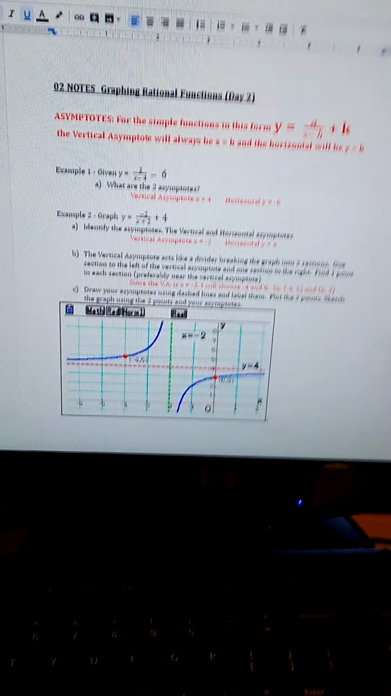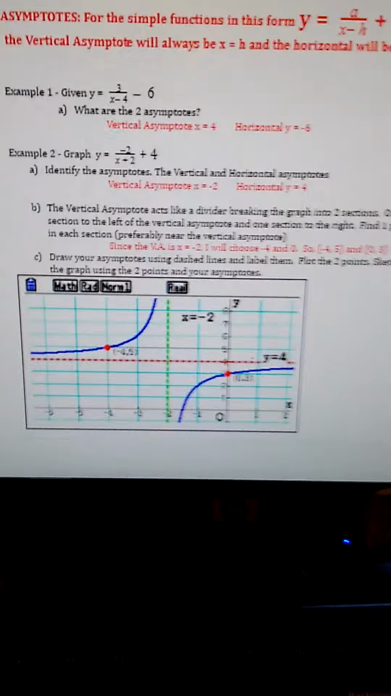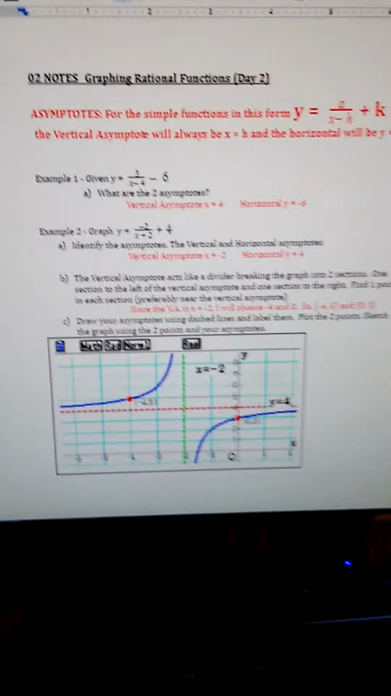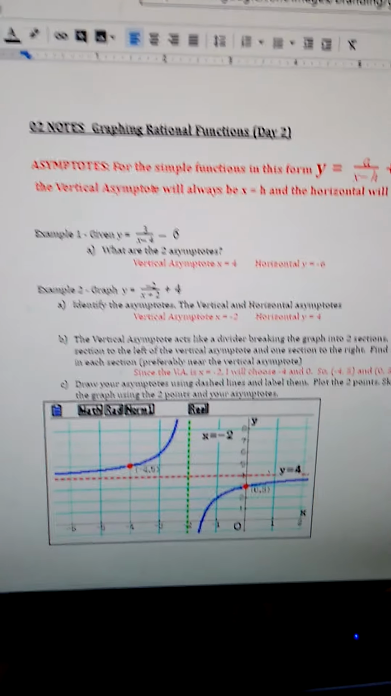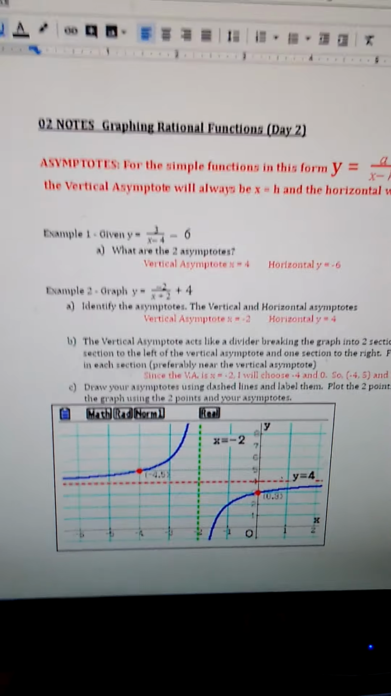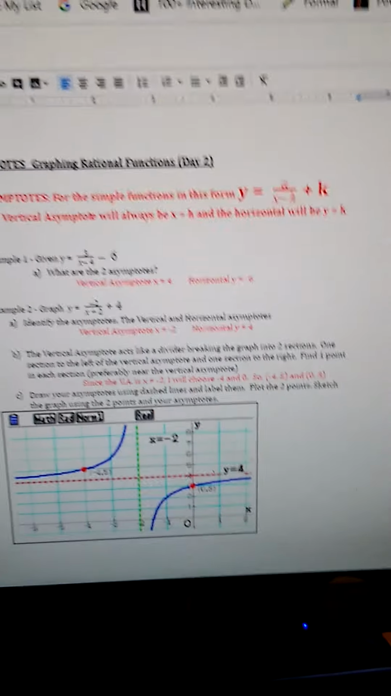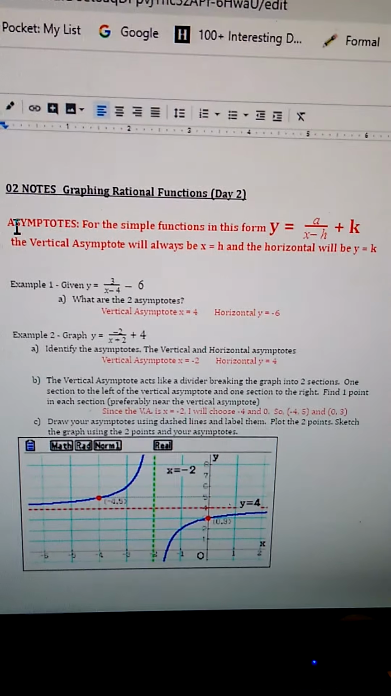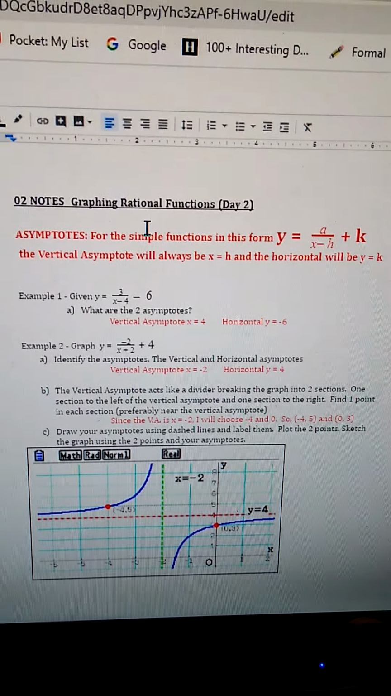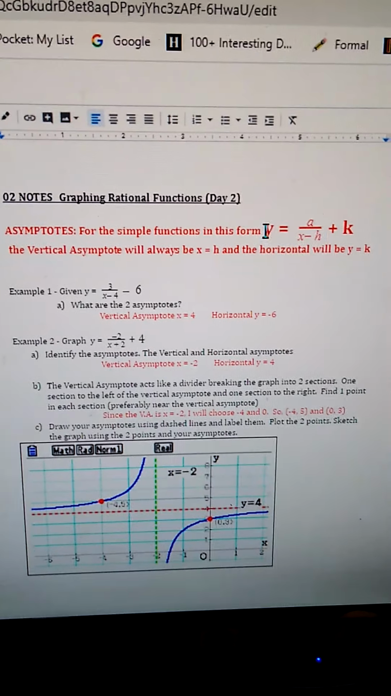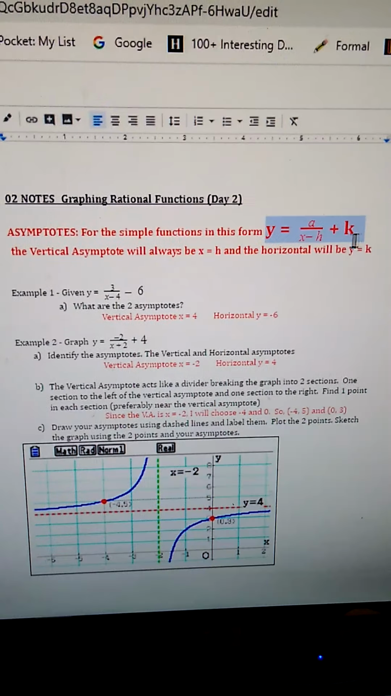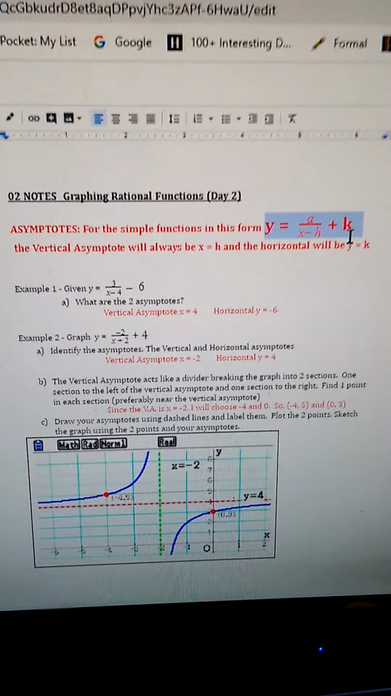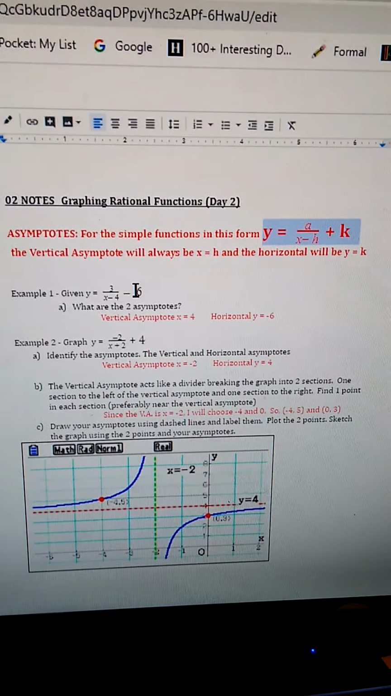Just a short video today. We're going to be doing the same idea, graphing the simple functions. We're going to be doing more sketching today, focused more on asymptotes. So, first part of the notes, and again, these will be posted. Asymptotes for simple functions in this form. And we say these are simple because they're about to get a lot more complicated.